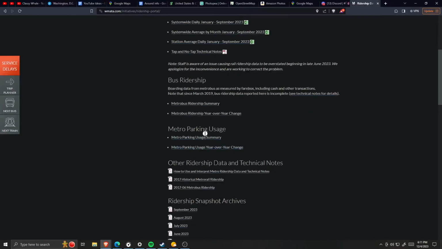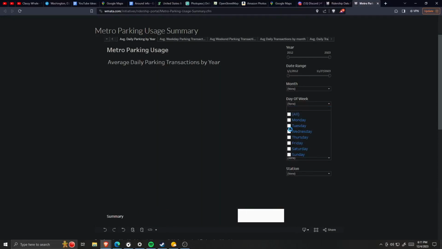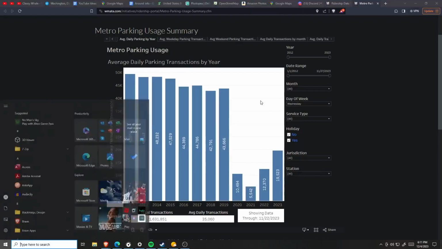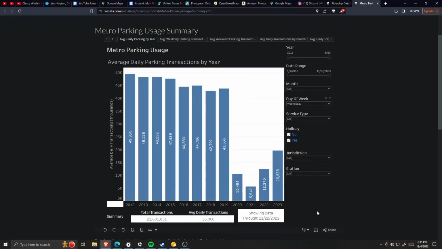And then last but not least, we'll just check on it real quickly, the Metro parking usage summary. So this basically just tells you how many transactions there were, which means one car was paid for. And parking is only around 30% of pre-COVID levels because of work from home and stuff like that. But if we go to Wednesday, I'm sure it'll be a bit higher because Wednesday is the day people generally go into work, if they go at all. So yeah, 44% makes sense.